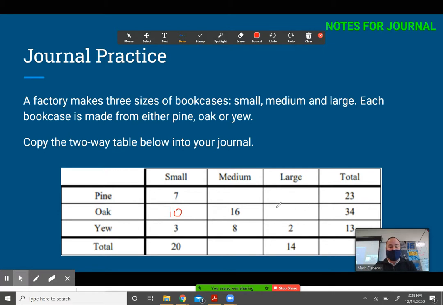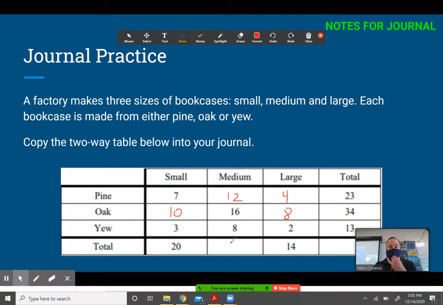Now I can fill out the oak section. 10 plus 16 is 26, and I know the total has to be 34, so this has to be 8 right here. Working backwards, now I can figure out the total of all the large ones. 8 plus 2 is 10. The total is 14, so this has to be 4. Then working across here, 7 plus 4 is 11, plus 12 more gives me 23.